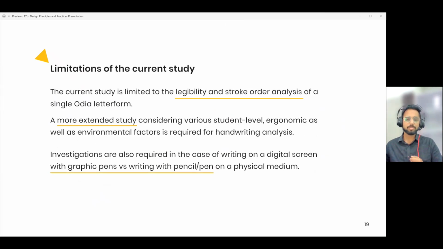Now, with regard to the limitations, the study is limited to the recognizability and stroke order analysis of a single Odia letter form. A more extended study considering various student level ergonomic as well as environmental factors is required for handwriting analysis, and investigations are also required in the case of writing on a digital screen with a graphic pen versus writing on a physical medium with a pencil or a pen to check how handwriting education works out in both the environments, especially in a post-COVID scenario. So such studies can be useful for researchers and educators to address the complexities of Odia letterform writing with a systematic approach.